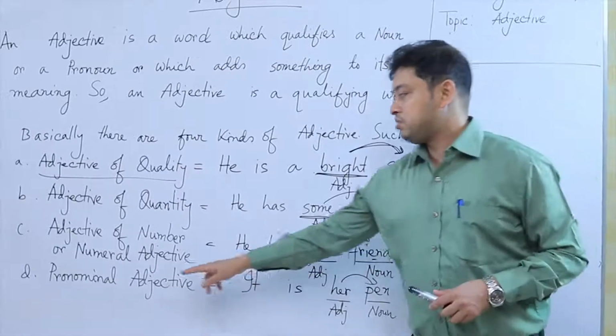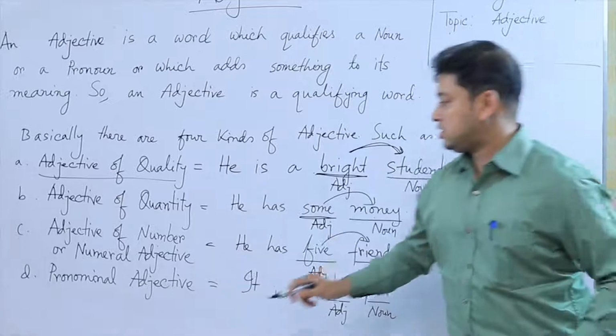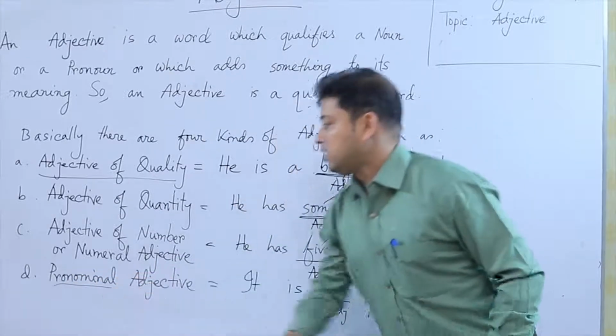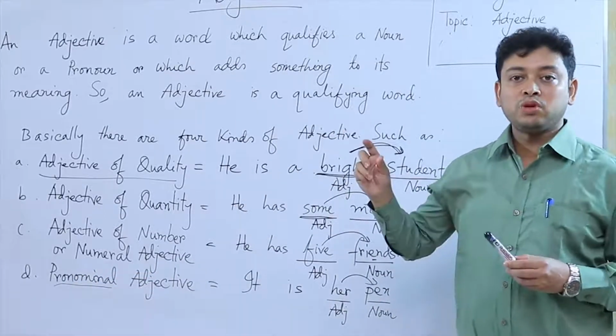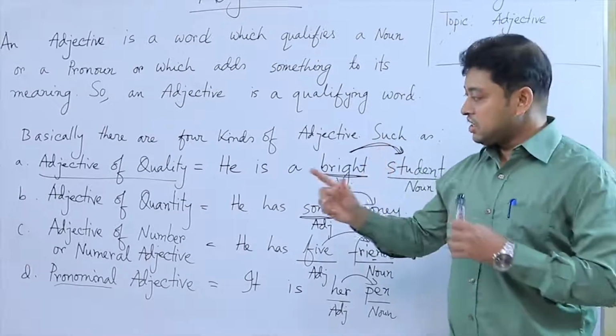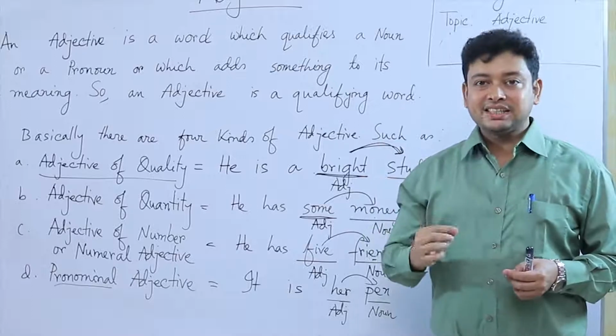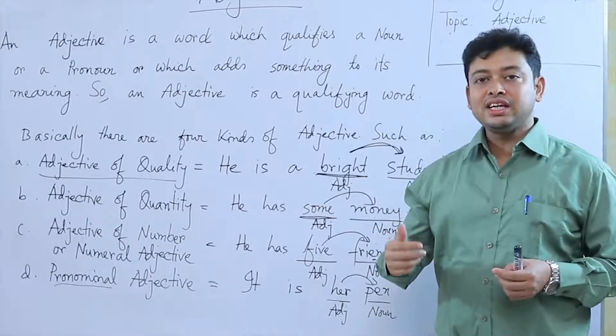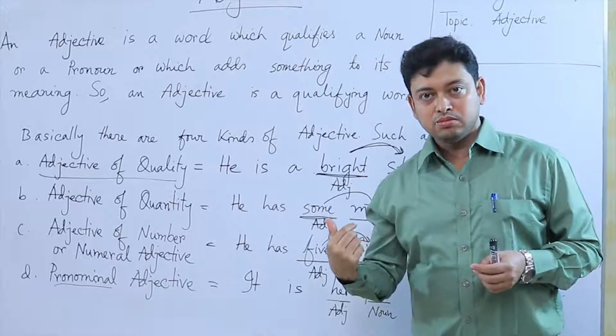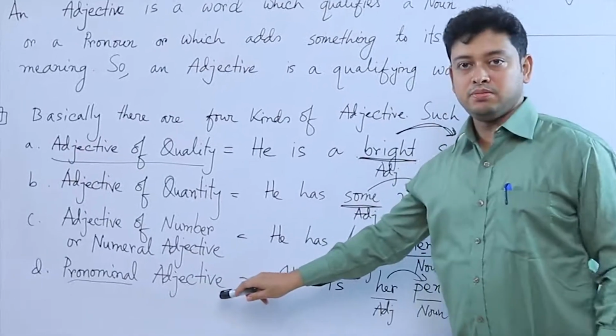Now, the last part is pronominal adjective. So, look at this word pronominal, because the word has come from the word pronoun. That means it has a relationship with pronoun. When a pronoun acts as an adjective, that means a pronoun is qualifying another noun, it becomes pronominal adjective.